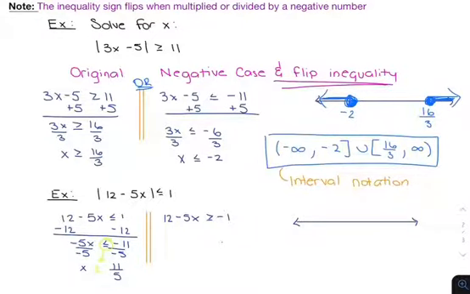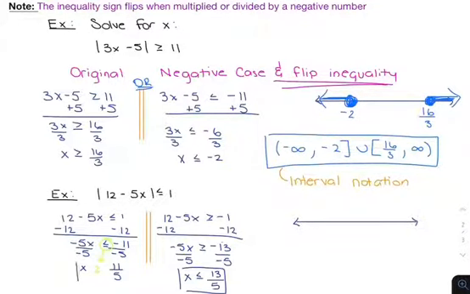Now let's look at the other side. On the other side, we're going to perform exactly the same steps. So we're going to subtract 12 from both sides. And so we have negative 5x is greater than or equal to negative 1 minus 12, which is negative 13. And again, we have to divide by negative 5 on both sides. So again, we're dividing by a negative 5, which means that we have to flip our inequality. So this is going to turn into less than or equal to. And a negative over a negative is positive, so this is going to be 13 over 5. And this is our other solution.